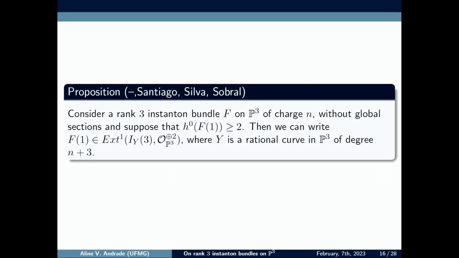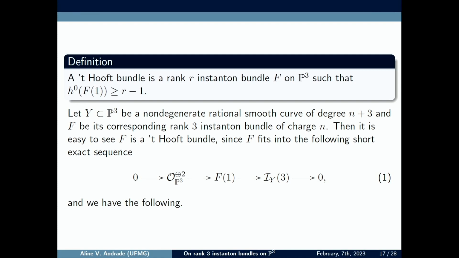As you can see in here, I ask that my vector bundle must have at least 2 global sections. But these, at least for instanton bundles, are what we call the tooth bundles on P3. So a tooth bundle is an instanton bundle where the dimension of this cohomology is at least r minus 1, where r is the rank, okay? We can talk about the tooth bundles like this.